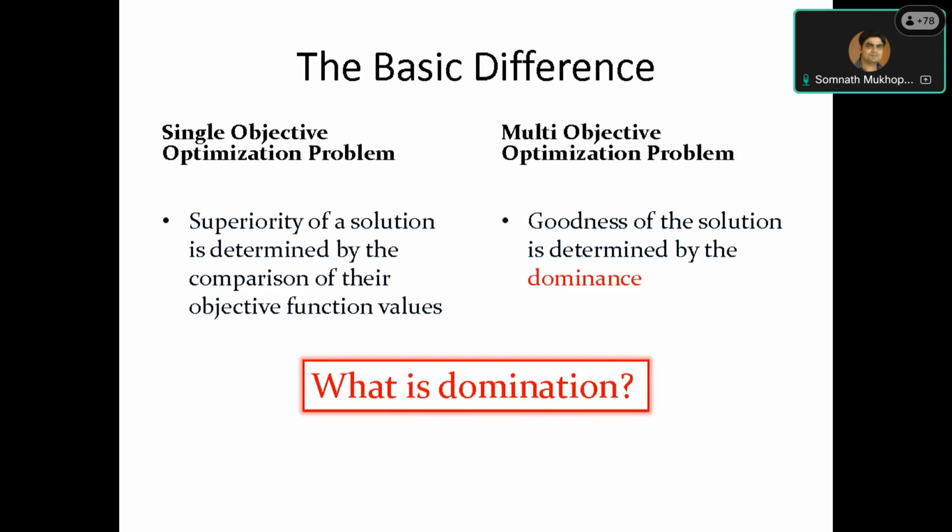So what is dominance? In the case of a single objective, suppose I have bought a car which costs 6 lakh, and you have bought a car which costs 8 lakh. Which car is best? The one with the lower cost. So the 6 lakh car wins. This is very simple.